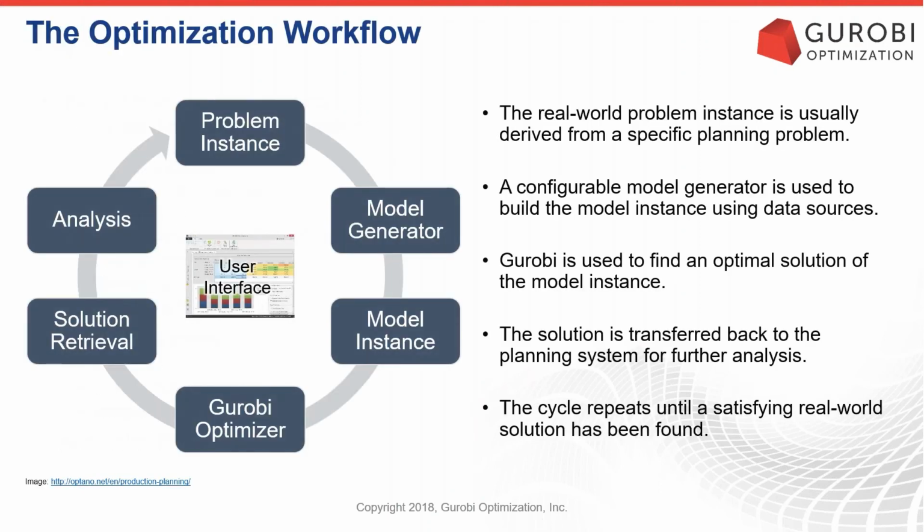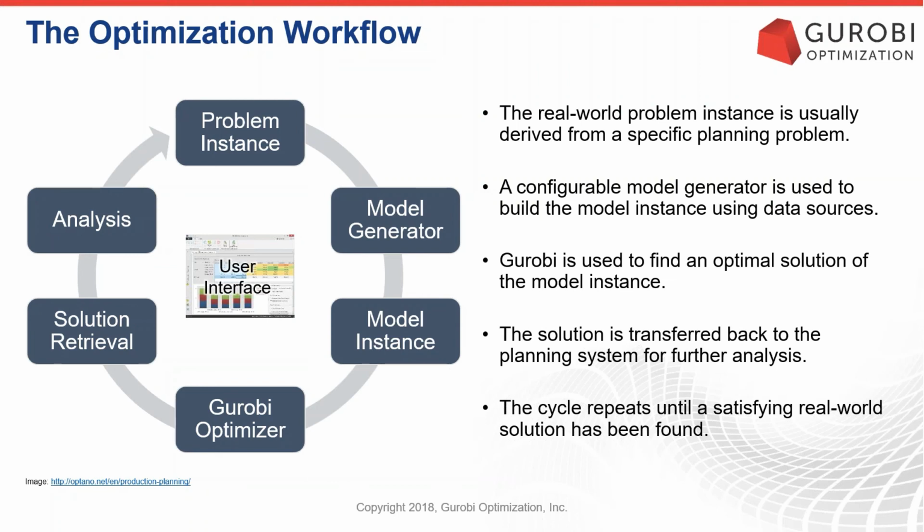So let's start by taking a look at something we call the optimization workflow. This workflow is something that you will usually have somewhere within your optimization system. It's a cycle, and we will see why that is in a few minutes. Usually you start with a problem instance. So there is a problem that you have to solve, and it's usually connected to a lot of data that is required to solve this problem. Let's say maybe it's a decision problem. Usually it's a planning problem.